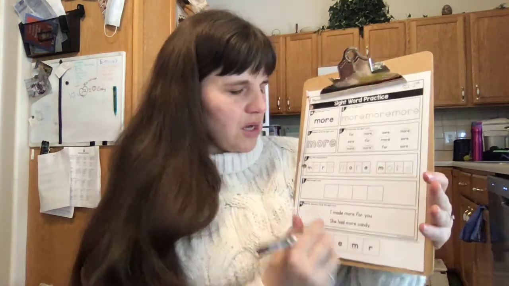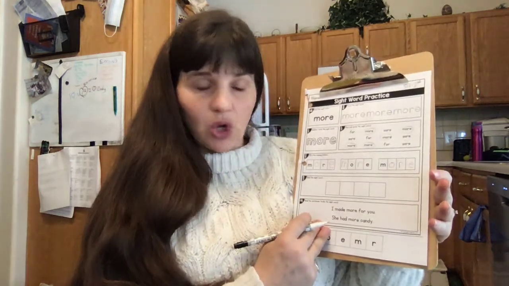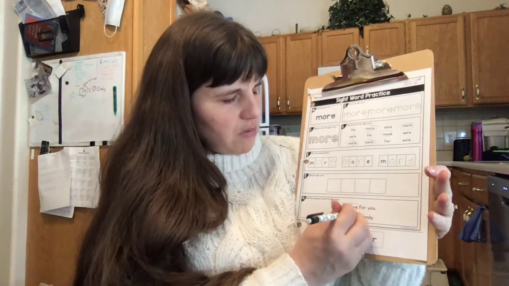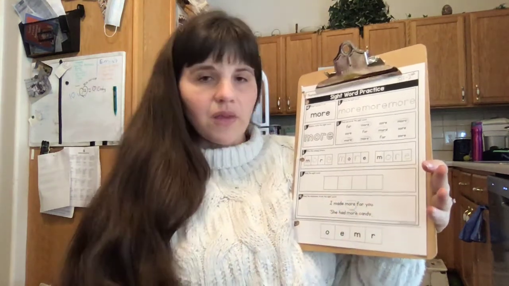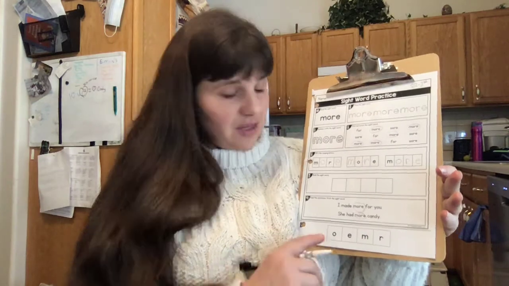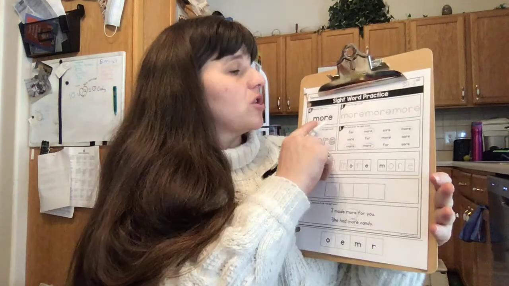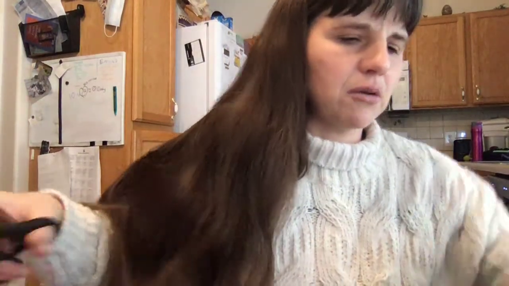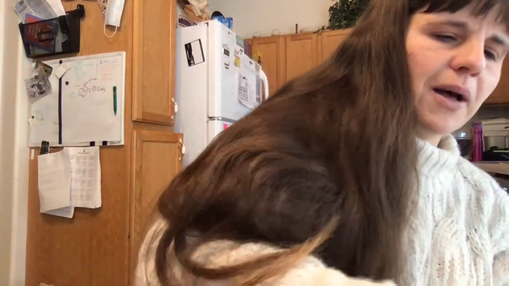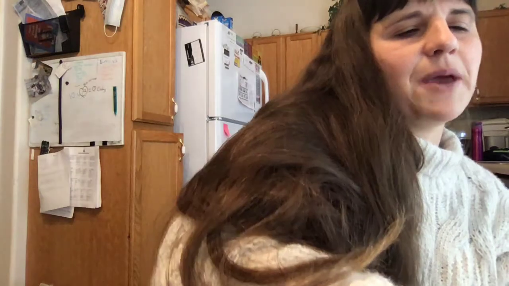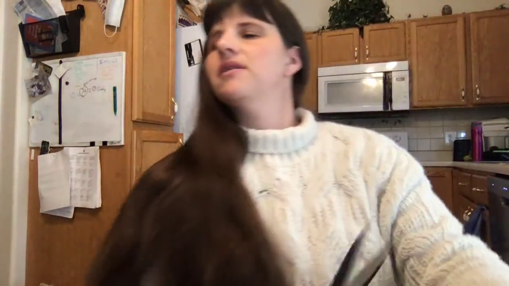More, more, more. Then remember what we do next? We circle our more. Ready? Where's the more? More. More. And then we cut it out and we glue it. It's all mixed up, so you need to make sure you do it in the right order. More. Remember to put your names on your papers too. I forgot about that. Sometimes these papers can kind of get mixed up, and then I don't know whose they are and I can't correct them or return them.